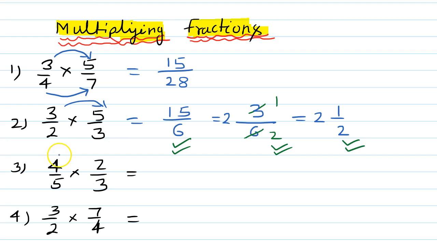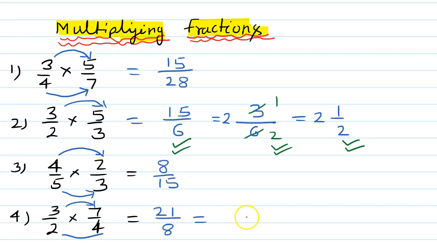Welcome back. If you have tried, what you need to do is just multiply top numbers. 4 times 2 is 8 and 5 times 3 is 15. So you cannot simplify because 8 and 15 don't come in any times table. Similarly, you can multiply this. 3 times 7 is 21 and 2 times 4 is 8. Again, you cannot simplify because 21 doesn't come in the 8 times table, but we can change it into a mixed fraction.